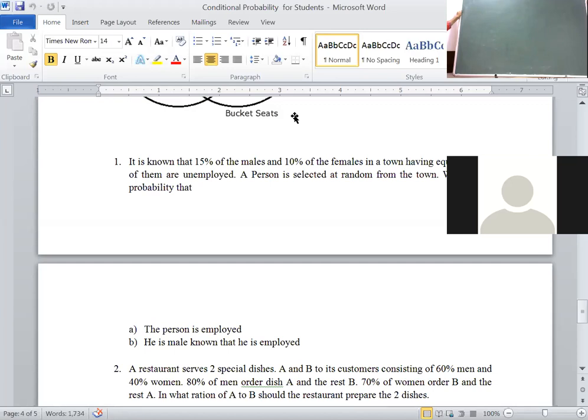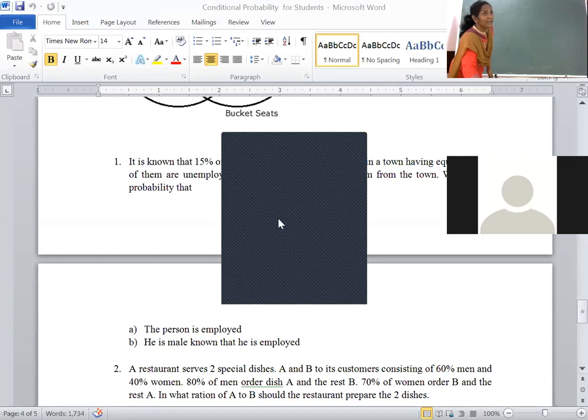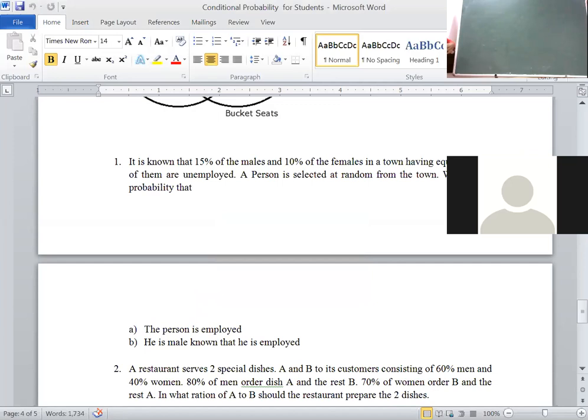First, we have to identify the variables. What are the variables we have to identify? We have to identify the events. Here, in this particular problem, we have male, female. It talks about unemployment as well as employment, correct? 4 events we have to identify.